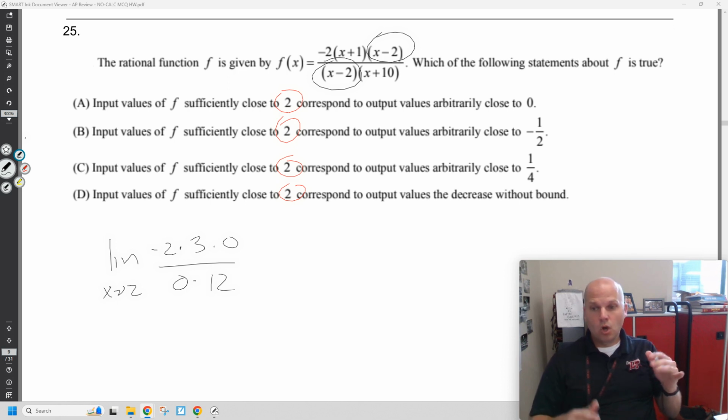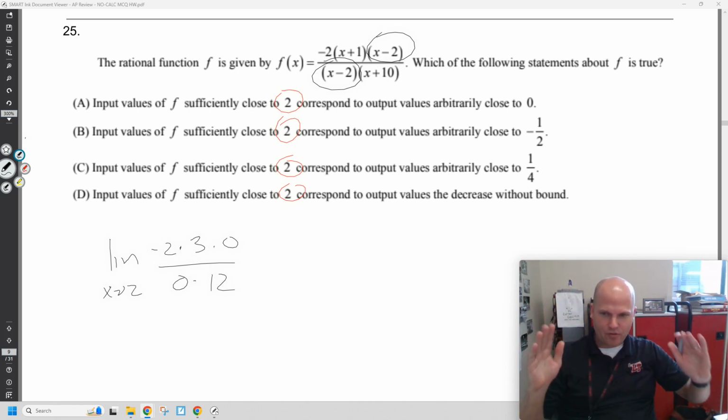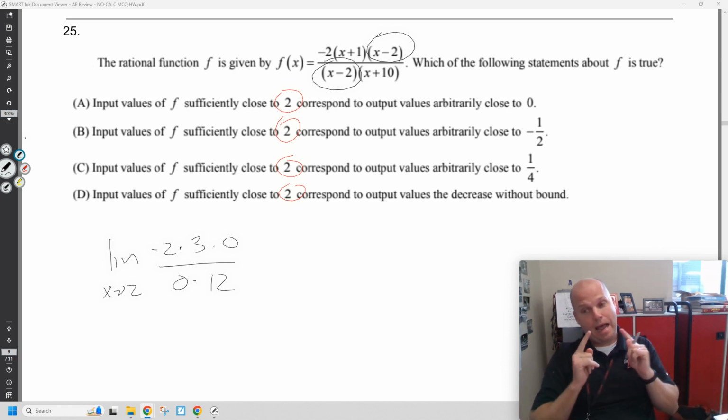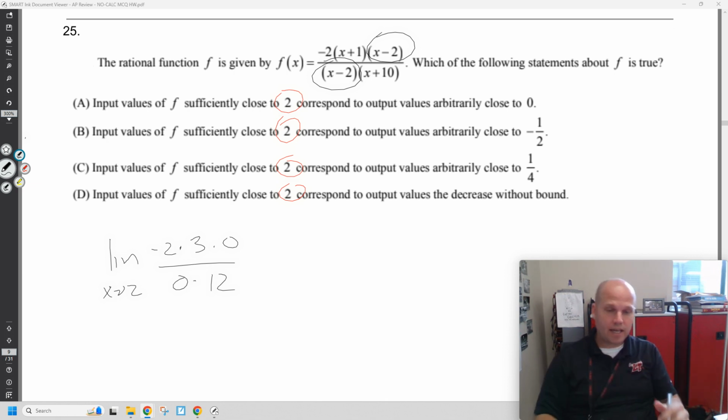Okay? Now, 0 over 0 is an indication that we have a hole. You're not allowed to divide by 0, even if it's 0 over 0. However, if we could cancel these zeros, what would we be left with?